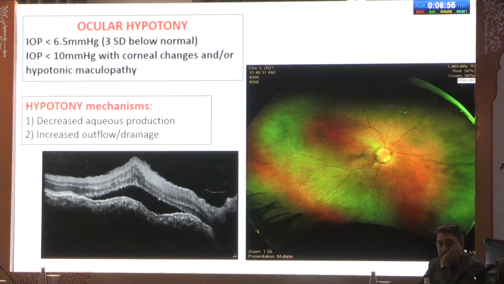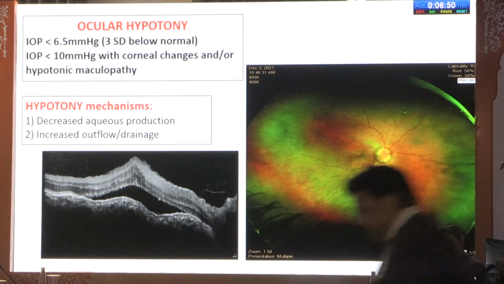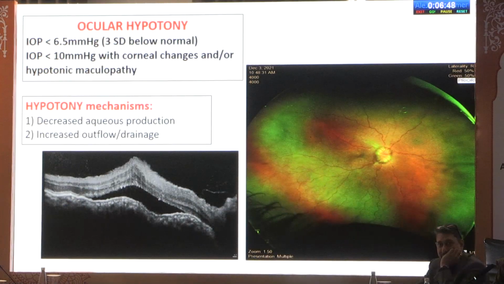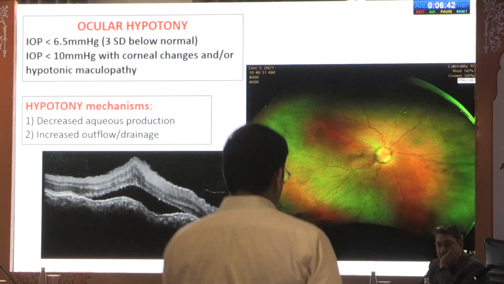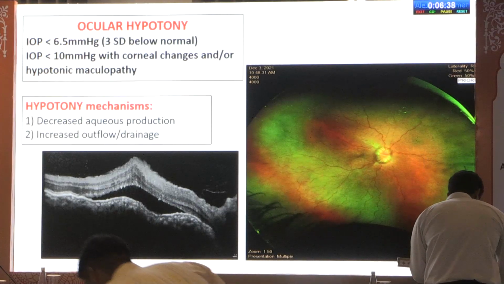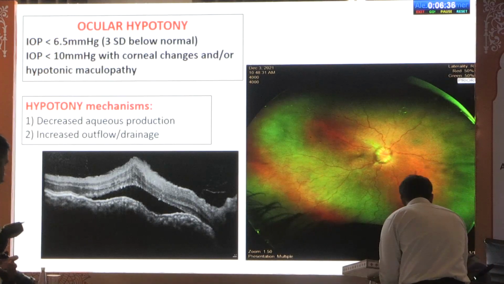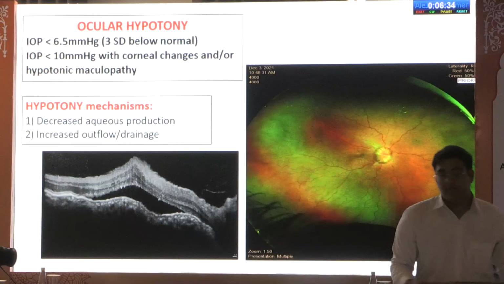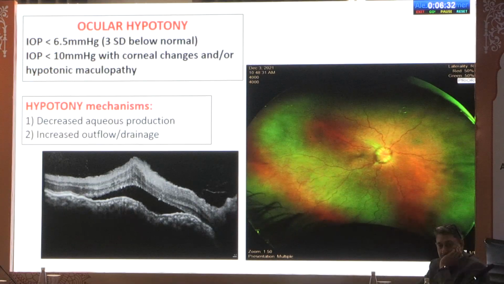So the clinical definition is more important. So rather than actually looking at the 6.5 figure, if there are changes in the cornea or there is ocular hypotony, I have 2 representative images of the OCT in which you can have choroidal folds, you can have subretinal fluid, you can have a disc edema, there can be choroidal detachments in the periphery, all of which typically will signify hypotonic maculopathy. So even if the pressure is 9, but you have that, it's still hypotony, right? It's not going to be less than 6.5.